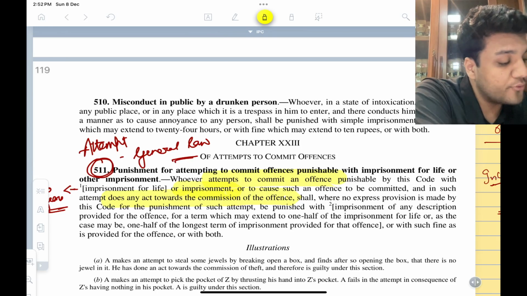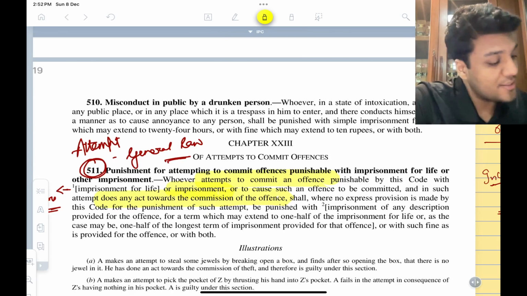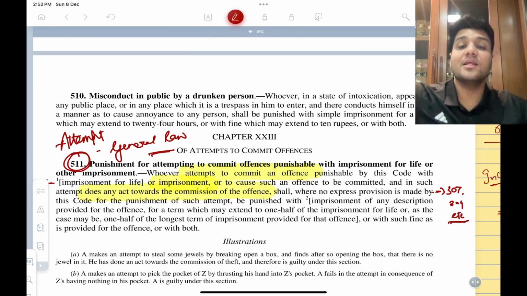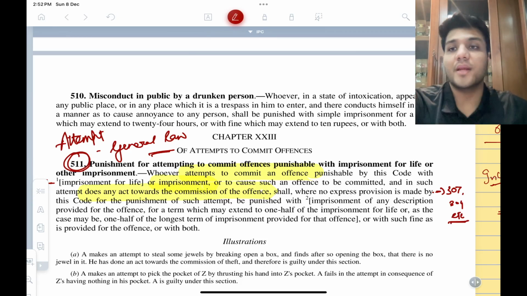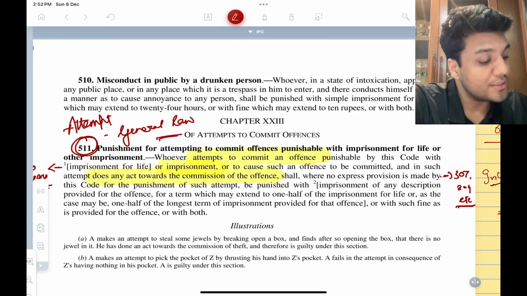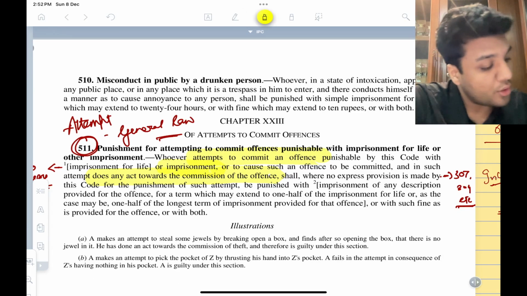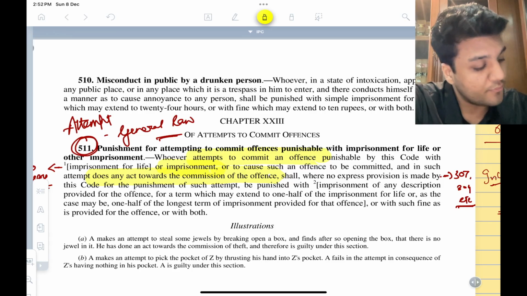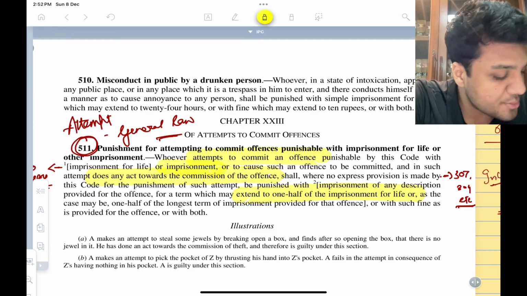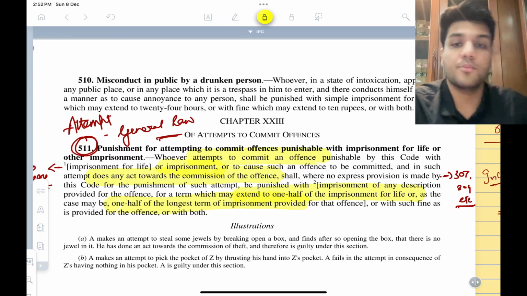Shall, where no express provision is made by this code. See, this speaks about sections 307, 309, etc. Right? Because in those instances, special provisions have been made for a scenario where an attempt to commit an offense has been committed. Be punished with imprisonment for any description provided for the offense for a term which may extend to one-half of the imprisonment for life, or as the case may be, one-half of the longest term of imprisonment provided for.